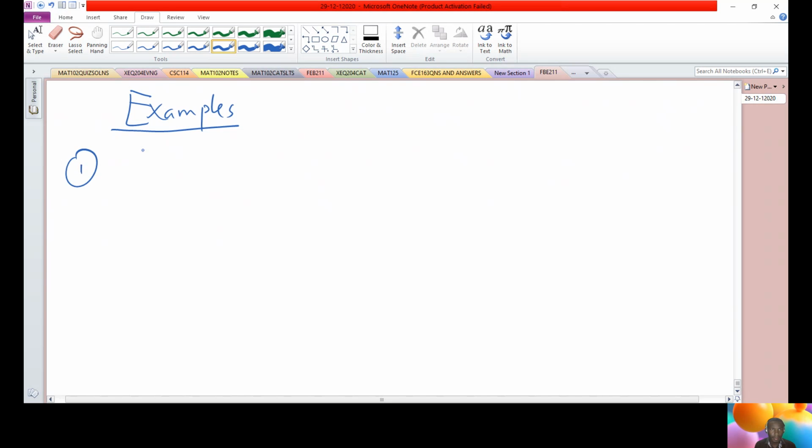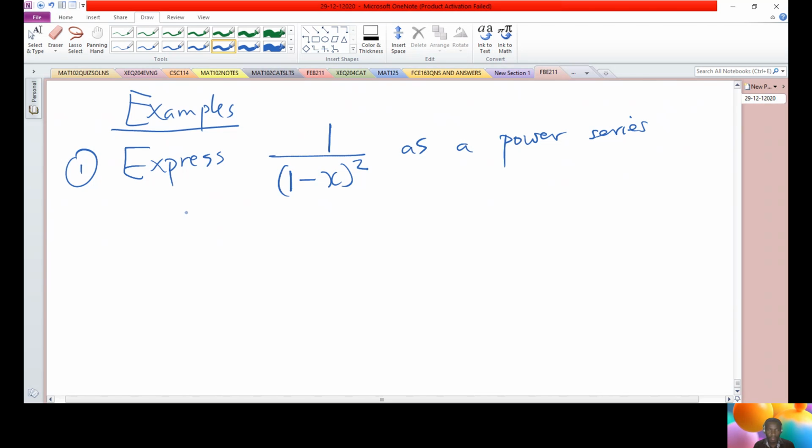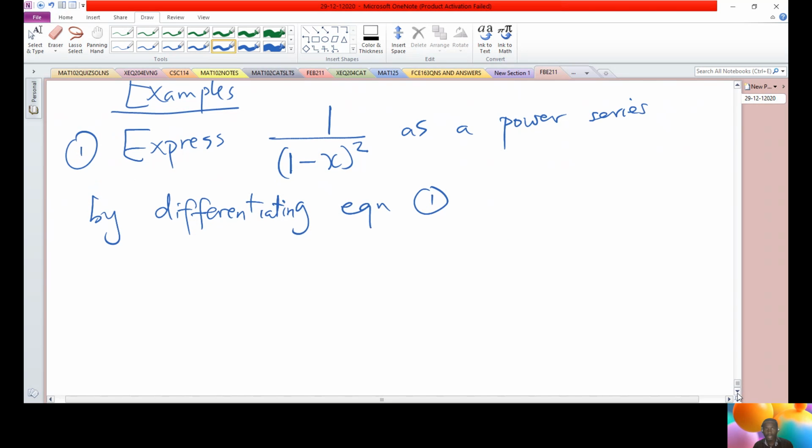Example 1: Express 1 over 1 minus x squared as a power series by differentiating equation 1. Remember, equation 1 is the series for 1 over 1 minus x. So, solution.